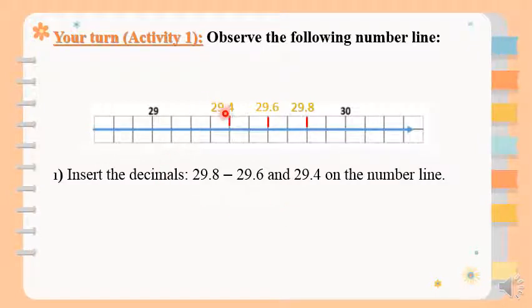While 29.4 is closer to 29 or 30? Look, here I have 1, 2, 3, 4 steps. But here I have 1, 2, 3, 4, 5, 6 steps. So 29.4 is closer to 29.